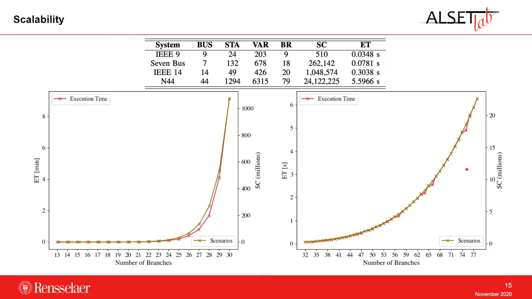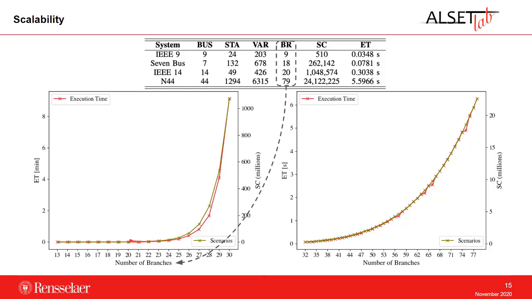So why? The reason here is twofold. The first of all is that it is not likely that we will have 10 simultaneous trippings in a big system. And the second one is because of computational efficiency. So here on the left, we see number of branches versus execution time. This study has been done for different systems with different number of buses, states, variables. But here what is critical for this contingency generation method is number of branches.